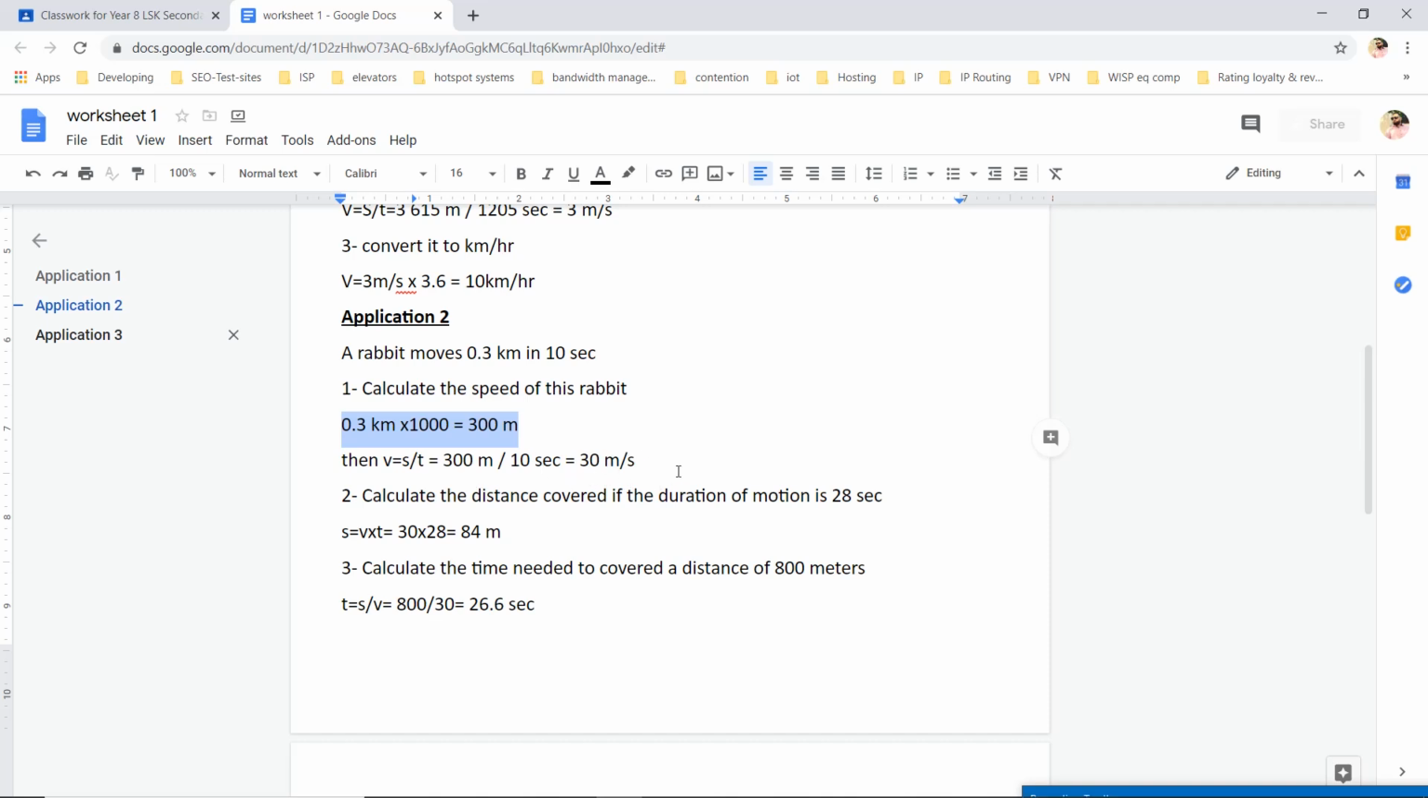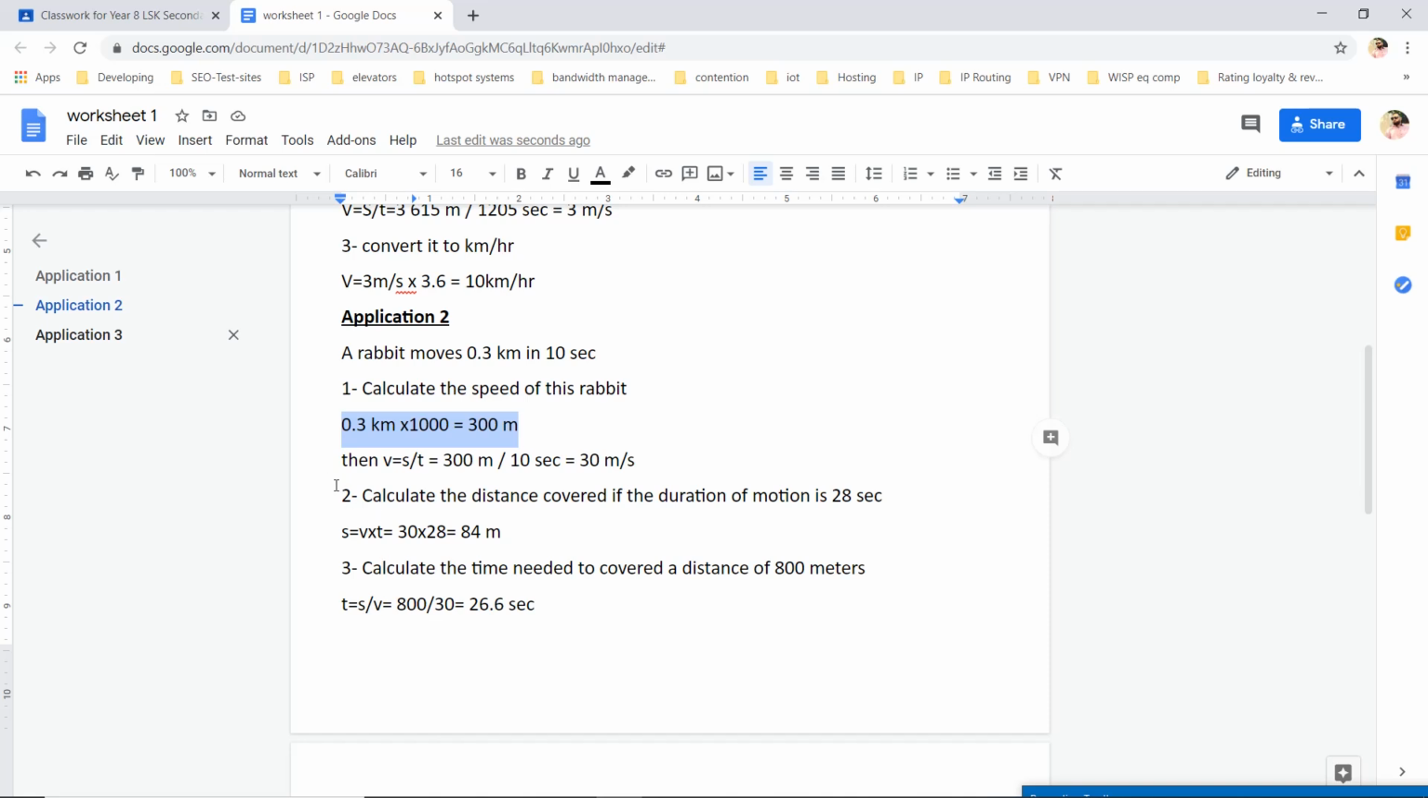Why did I convert it into meters? Because we have many units of speed, but two main units: meter per second and kilometer per hour. Meter per second is the SI unit, and kilometer per hour is a second unit. If I ask you to calculate the speed, I prefer you convert it into meter per second because it's very easy. Or if it's in kilometers and seconds, you can convert the seconds. You will choose which way, but the easiest way, in my opinion, is meter per second.